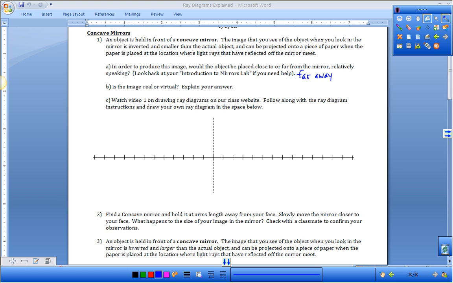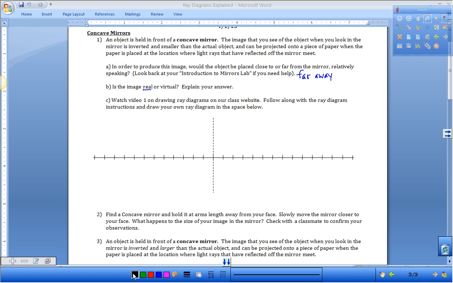Is the image real or virtual? Hopefully you said it's going to be real, and it's going to be real for two reasons. One, you could project that image onto a screen, which is what they tell you in the description, and two, it's inverted. Those two things make it a real image. Okay, so number 3 says watch video number 1 on drawing ray diagrams on our class website. That's what this video actually is. So let's take a look at that and see what we got.